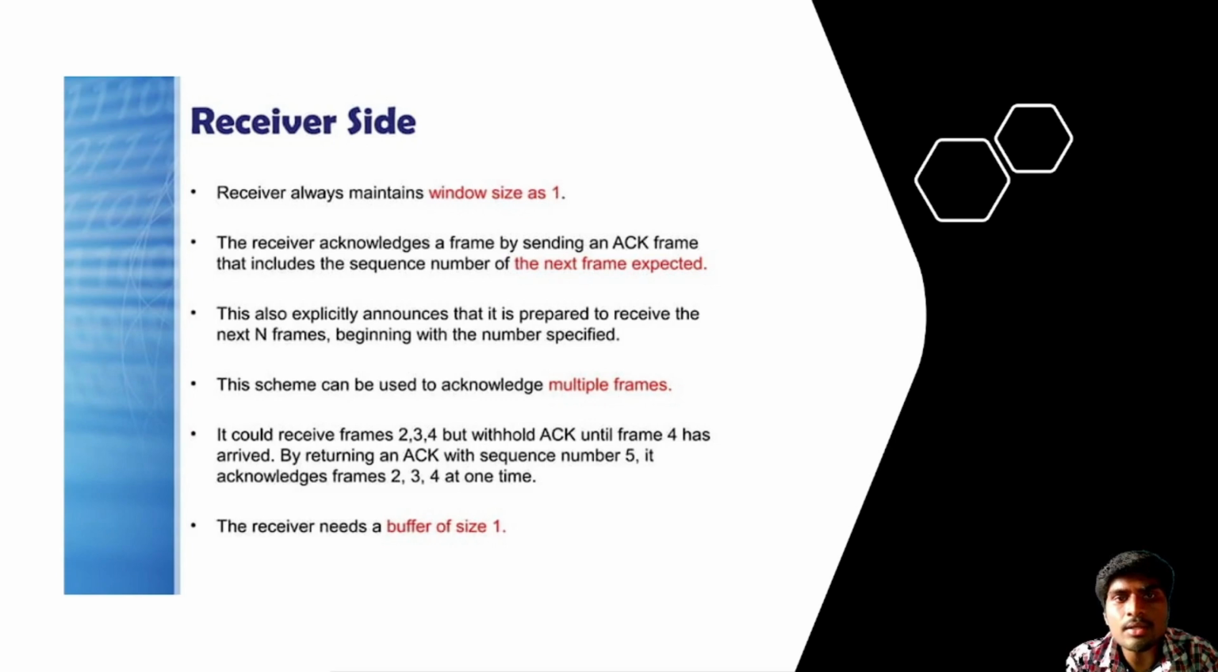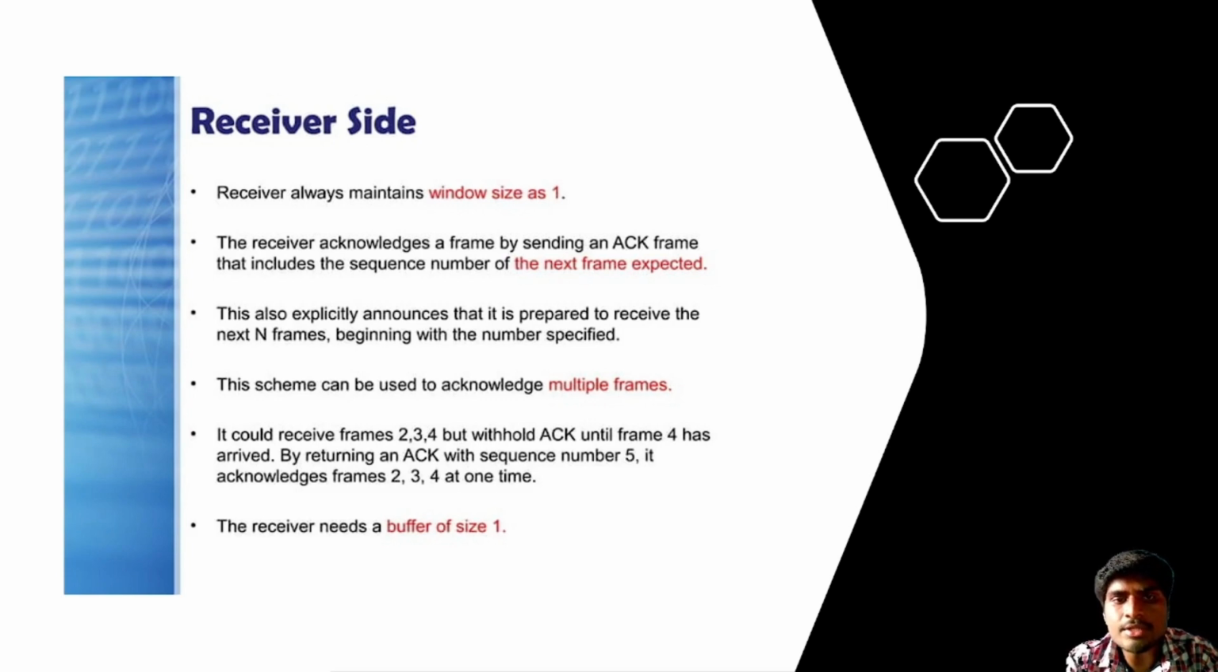The receiver acknowledges a frame by sending an acknowledgement frame that includes the sequence number of the next frame expected. This also explicitly announces that the receiver is prepared to receive the next n frames beginning with the number specified. This scheme can be used to acknowledge multiple frames.